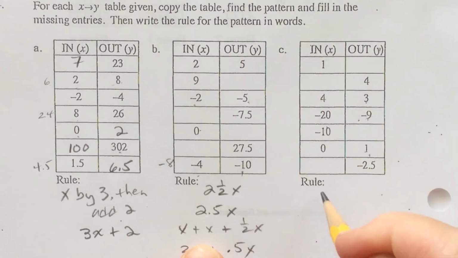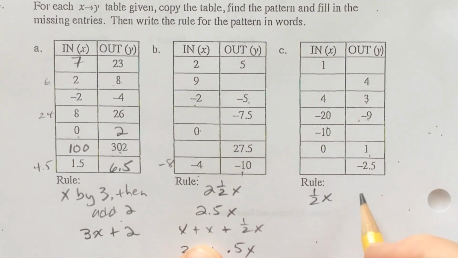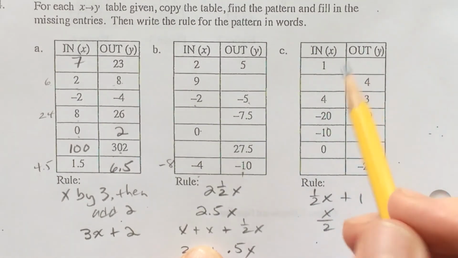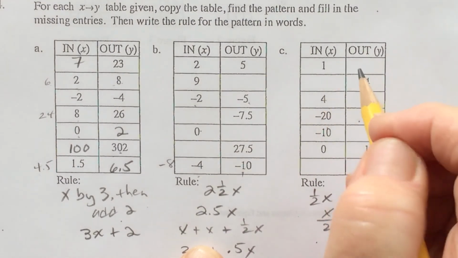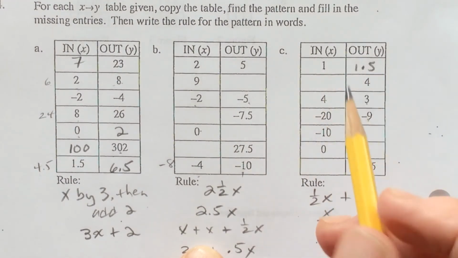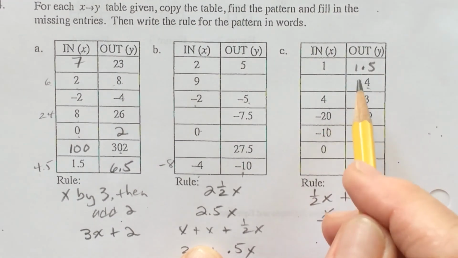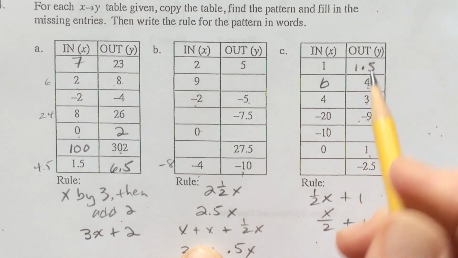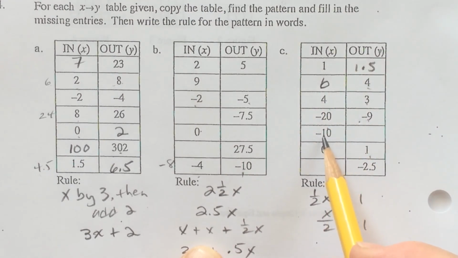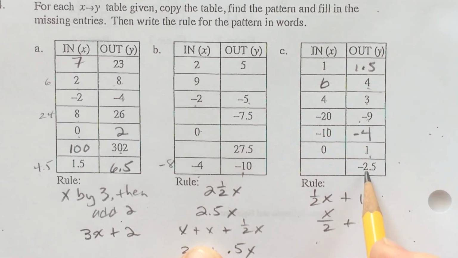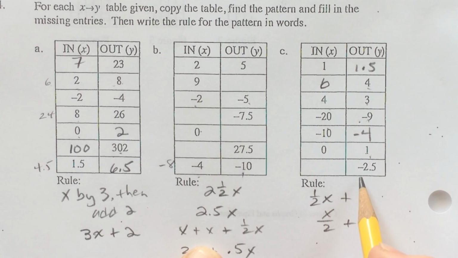It looks like the rule is 1/2 x plus 1. Or you can take x and divide by 2 and add 1. So half of that is 1/2, and then add 1. You get 1.5. To get here, you added 1 to 3, which is half of 6. Half of this is -5, plus 1 is -4. And to get here, you added 1 to -3.5, which is half of -7.